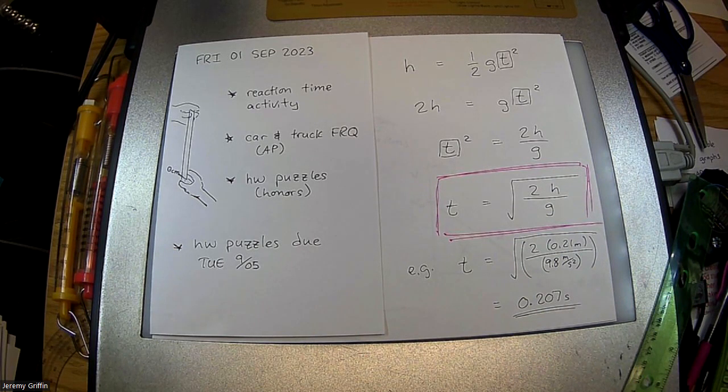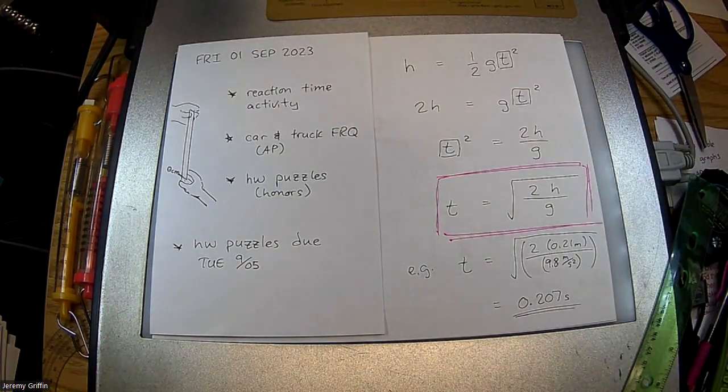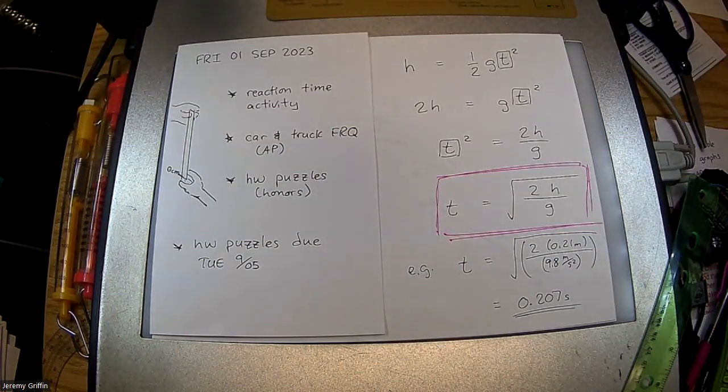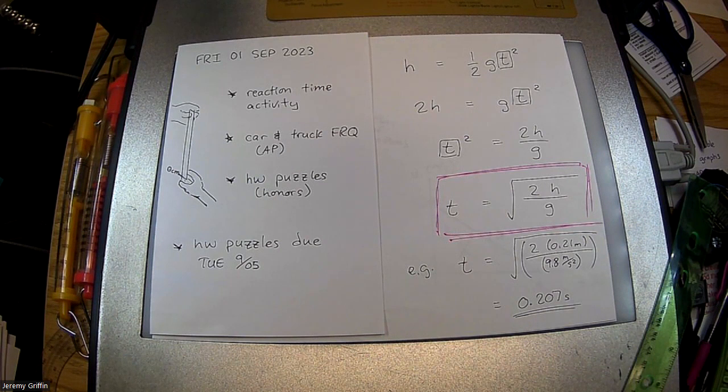No, because if you put in 21 for H, what you're saying is that 21 of these meter sticks just went through your hand. You're waiting for 21 of these. No. You don't want to do 21. You want to do 0.21, right?